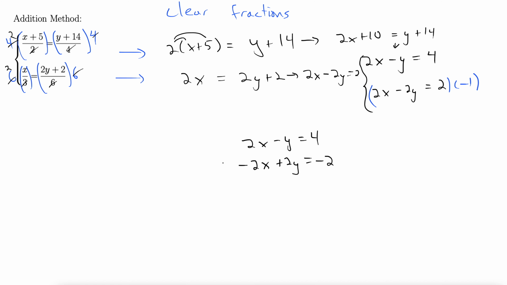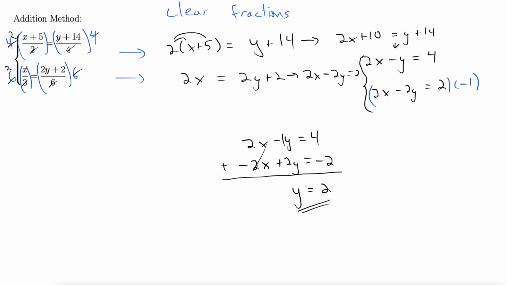And now our x's cancel. We add these together. X's cancel. That's what we intended to happen. Remember, this is just a 1 here. -1 plus 2 is y, is 1y. And then 4 plus -2 is 2. And we've solved for y.